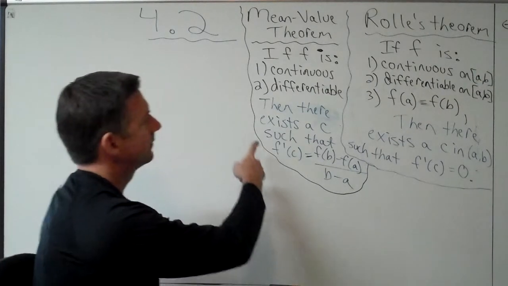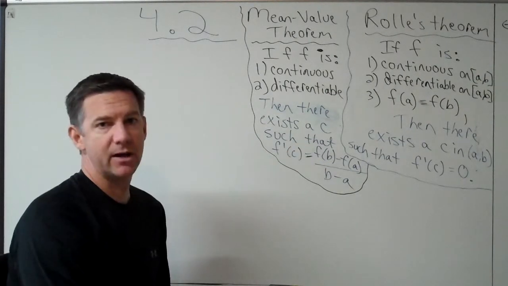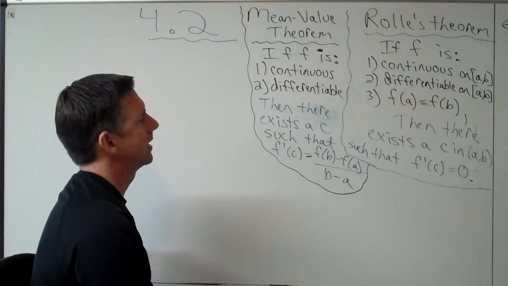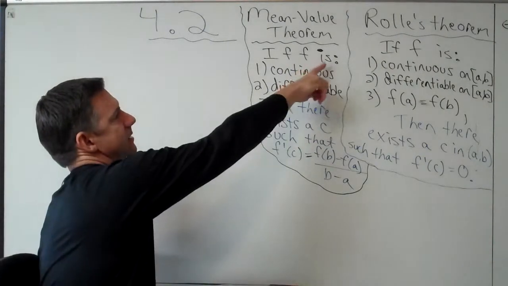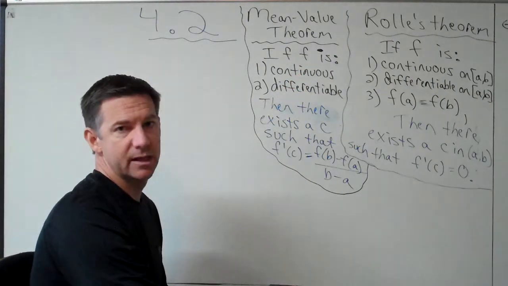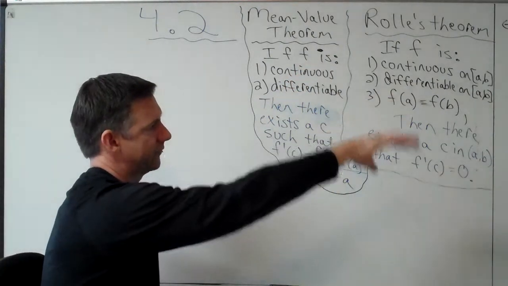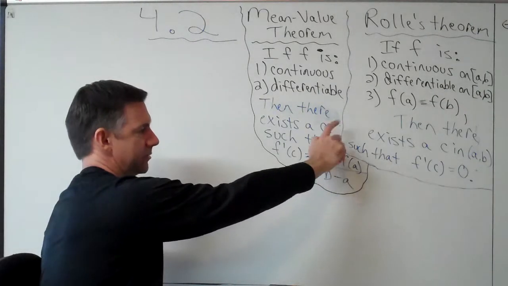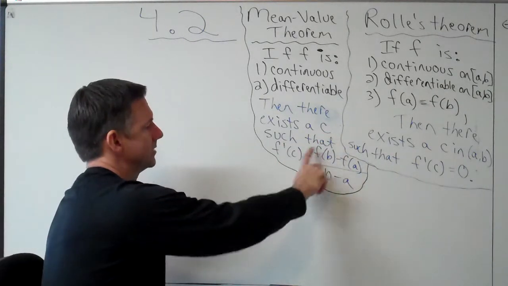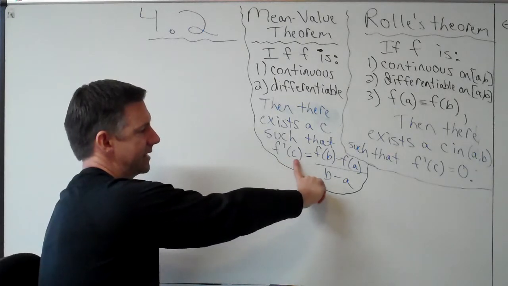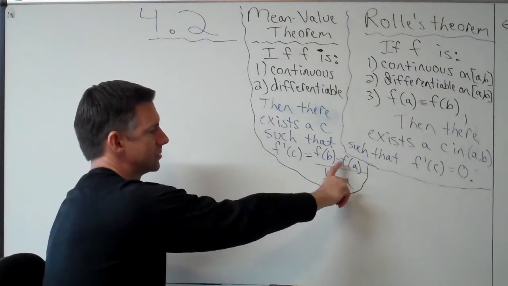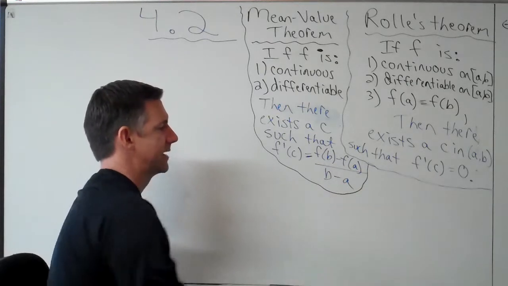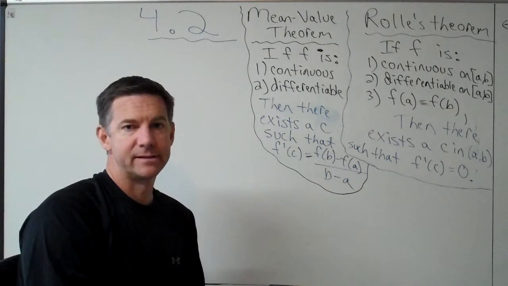And then mean value theorem, I just want to get the theorems down and then I'll probably erase them. The mean value theorem is very similar. It says that if f is continuous and differentiable on the same interval, ab, then there exists a c, so again an x value, such that when you find the derivative at that spot, it equals f of b minus f of a divided by b minus a.